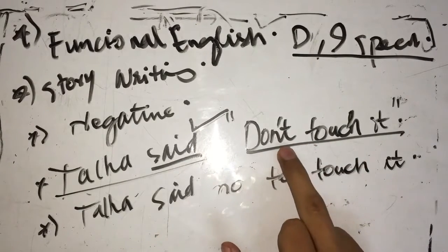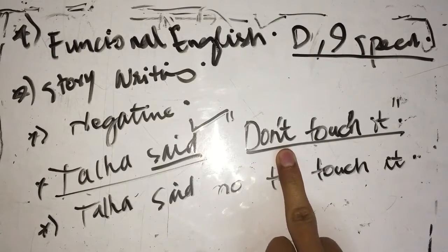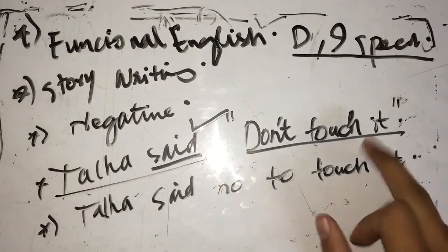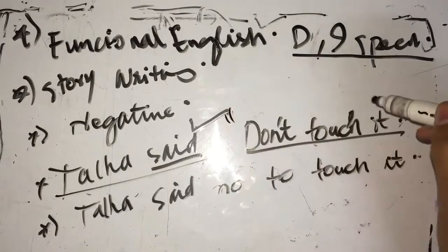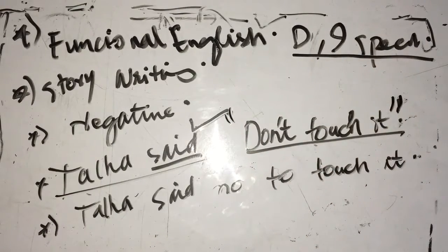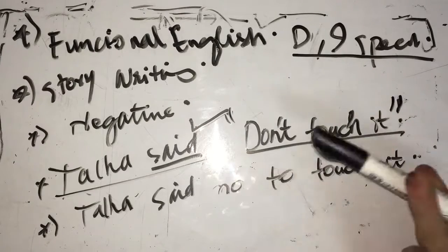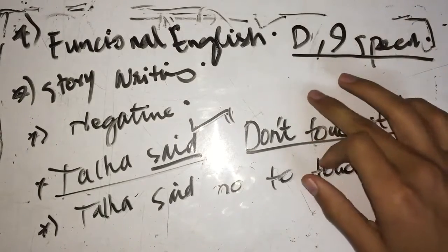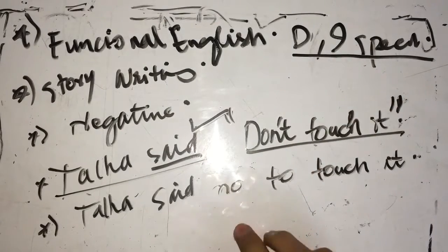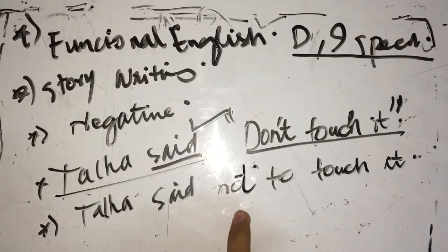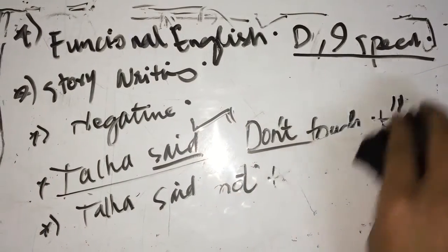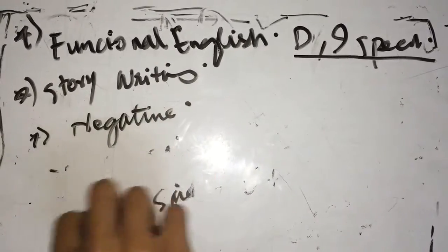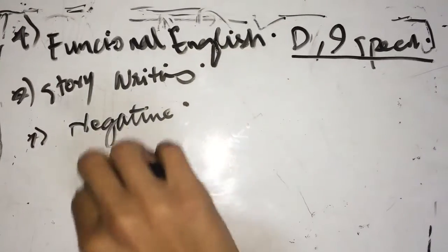I'm not going to use do not. Talha said do not touch it, because that would be the exact words of the speaker. There's no point of converting that into indirect when you're just repeating the same thing. So what I did instead, I said Talha said not to touch it. I think this makes more sense, and you don't have to use that here, because I don't think it's appropriate to use the word that inside this sentence.